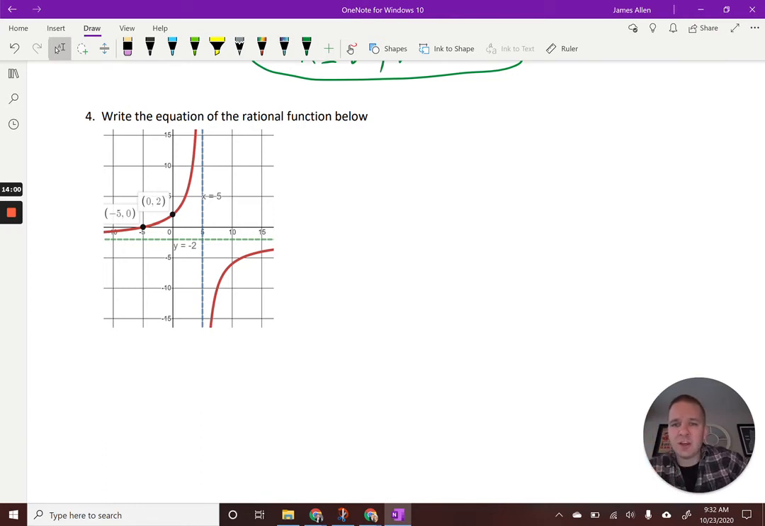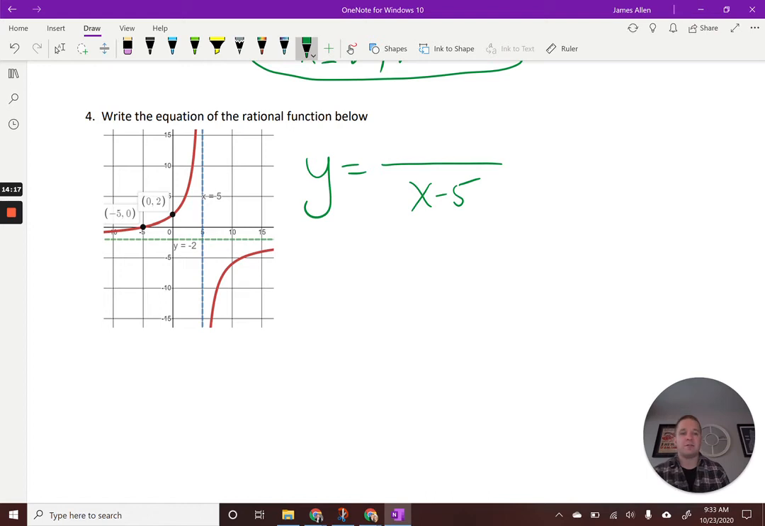All right, now it's time to write the equation of the rational function below. Let's do it. I'll start with y equals. I like to look at my vertical asymptote first, so I'm going to make a fraction. Since my vertical asymptote is x equals 5, I'm going to have x minus 5 as my factor in the denominator. I've got a horizontal asymptote of y equals -2. So that means that my degree in the numerator and denominator need to be the same. So I'm going to have some x factor up in the numerator. But I'm also going to look at my x-intercept of -5, 0. So I need to have x plus 5 up here in order to get that x-intercept.